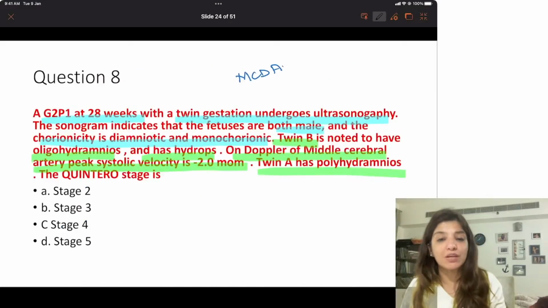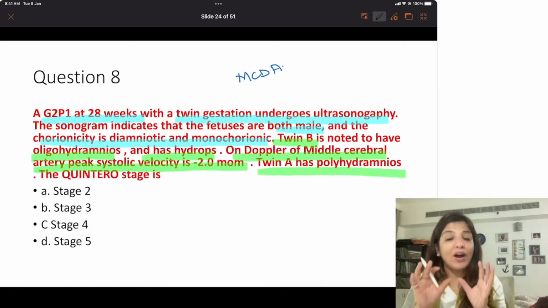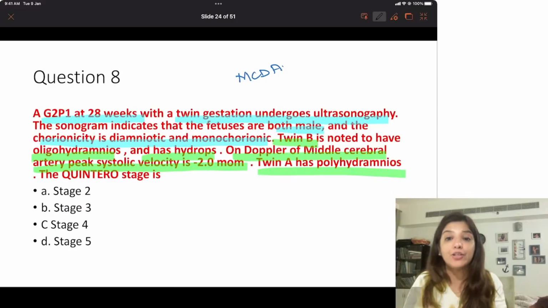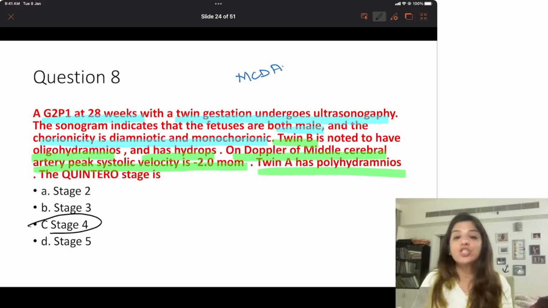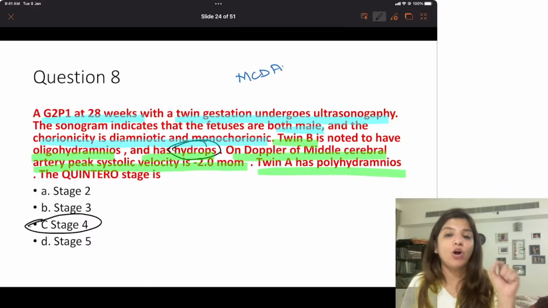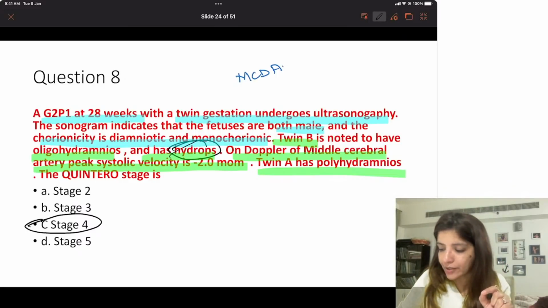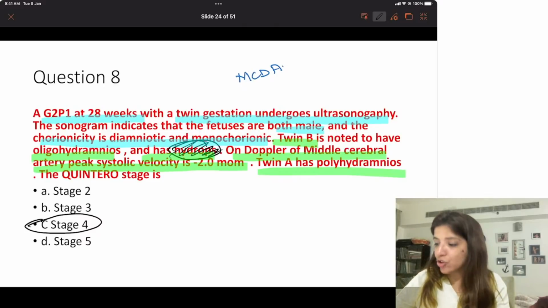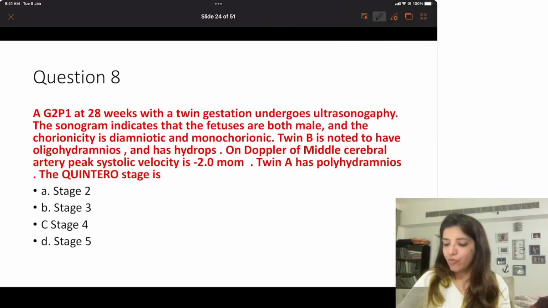Now, in the question which was given to you, one of the twins was developing hydrops. So the moment any of the twins develops hydrops, that means it is stage 4, right? So you had to concentrate on this word hydrops. Many of you were writing stage 3 because you were concentrating only on abnormal Doppler findings. If hydrops was not there, then it would have been stage 3. Clear? Because hydrops is there, it is stage 4. Clear to all of you?